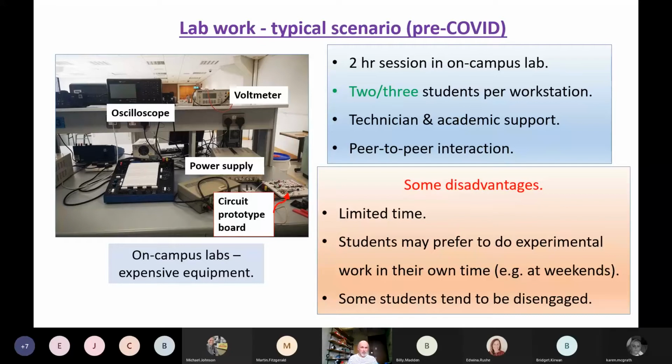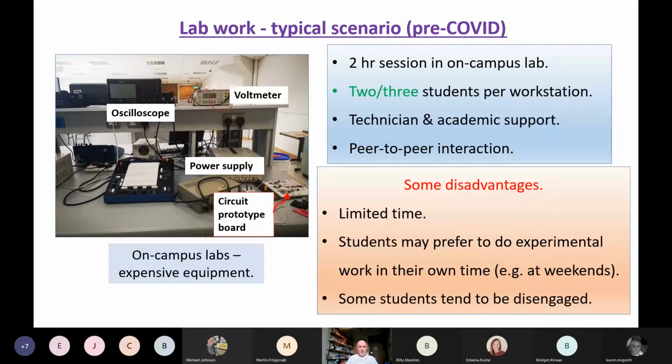And a big benefit here is that there's also peer-to-peer interaction. Now, a typical workbench here, the equipment would cost maybe 4,000 or 5,000 euro, and maybe 30 of those particular workstations in a given laboratory. So the cost is not insignificant, and bear in mind that equipment breaks down and has to be replaced and so on. So there's quite a high cost associated with these labs. And indeed, I'm sure in other engineering departments, the costs perhaps are even greater.